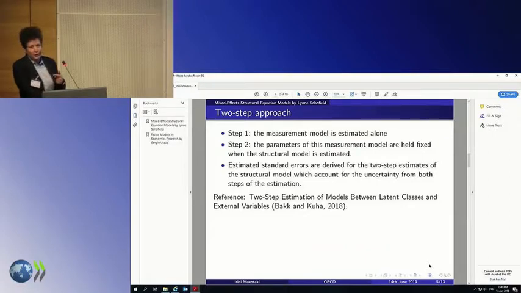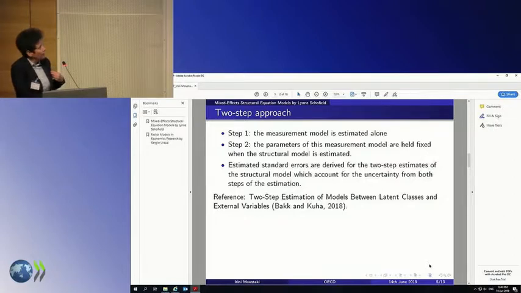But then we know that if you do that, this is going to create bias. So what they do in the second step is they fix the measurement model and only estimate the regression path of interest between the distal outcome, the latent variables, and other covariates. And they compute correct standard errors. So they correct actually the standard errors to take into account this two-step approach. And the nice thing about this is that they can actually do it in standard software.